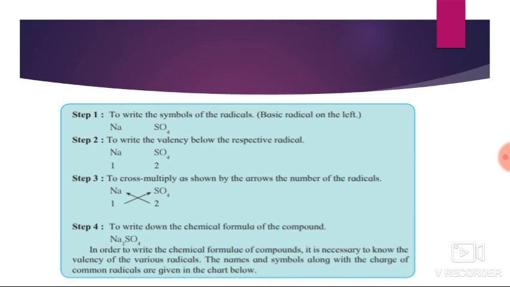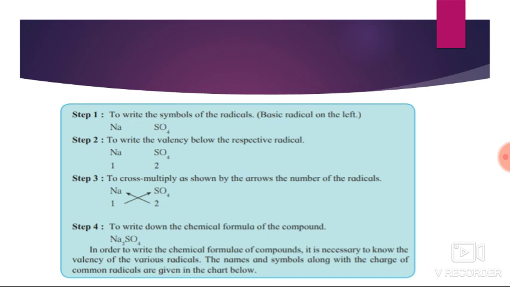Step 4 is to write down the chemical formula of the compound. So as 1 goes to SO4, we will not write 1, and 2 goes to Na, it will become Na2SO4. If both the valencies had been 2, then we would not write like that, because it cancels out since both are 2. And if one of them had been 3 and one of them had been 2, then we have to write it as Na2(SO4)3.